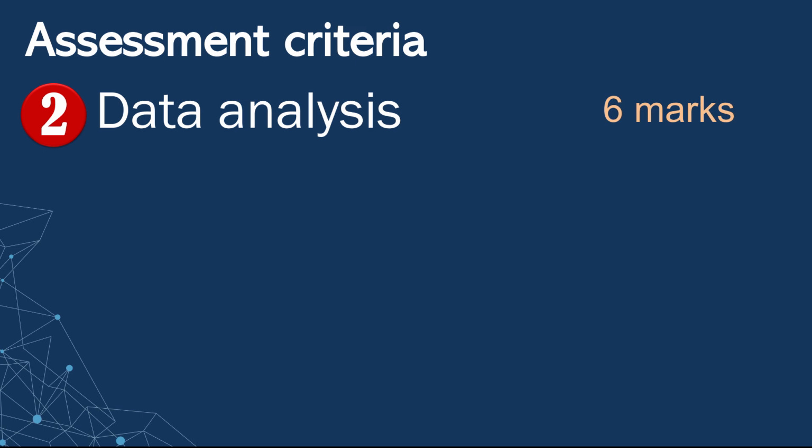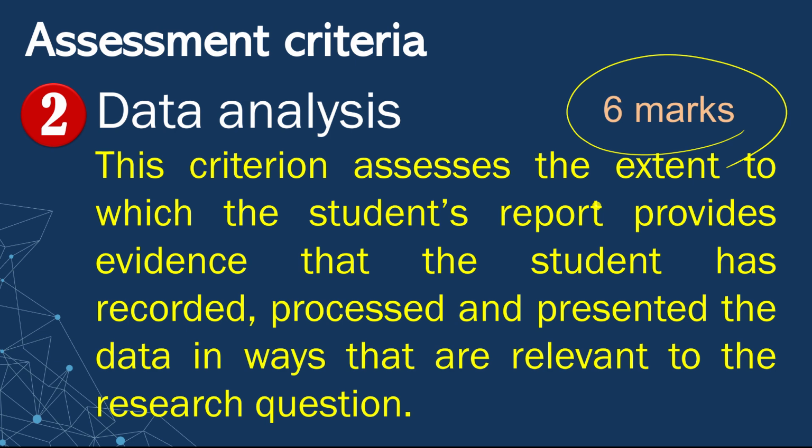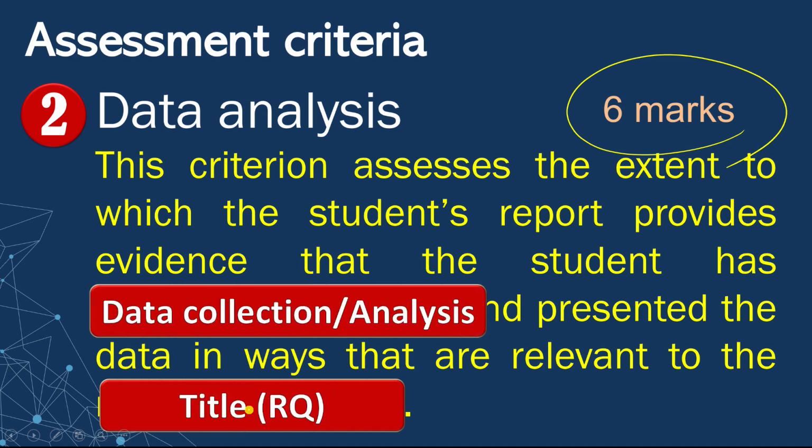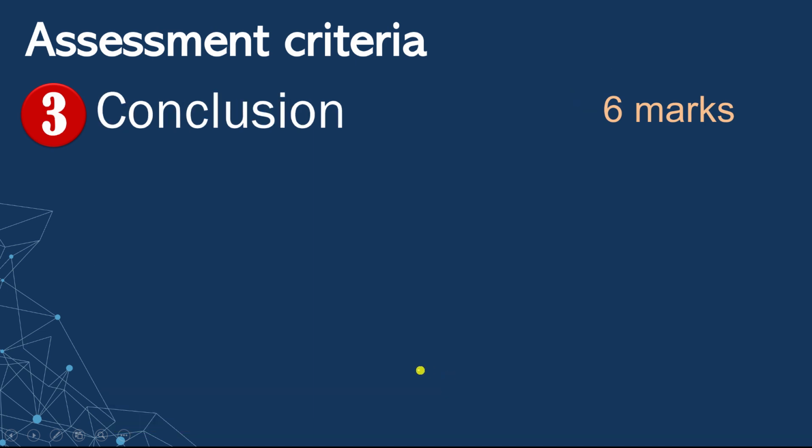The next is data analysis. Data analysis has 6 marks again. IB tells us this criterion assesses the extent to which the student's report provides evidence that the student has recorded, processed, and presented the data in ways that are relevant to the research question. So, to what extent research question is related to the data collected and analyzed? This is a very important part, and you will get 6 marks if you have a highly related data to your research question.